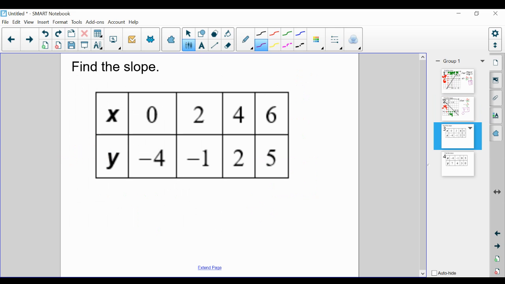Awesome. Let's keep it rolling. So we've also talked about how we find slope when we have a table of values, because remember, we can still have changes in y's and changes in x's.